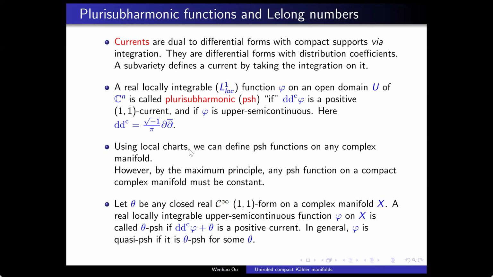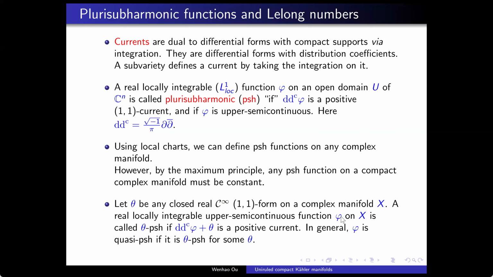Using local charts, we can define PSH functions on any complex manifold. We only require that it is locally PSH. However, there is a maximum principle for PSH functions. By the maximum principle, every PSH function on a compact complex manifold must be a constant. So there are not so many PSH functions on a compact manifold. However, we can consider a slightly more generalized notion, and in this case, we will have plenty of them. We first fix some closed real smooth (1,1)-form on a complex manifold X.